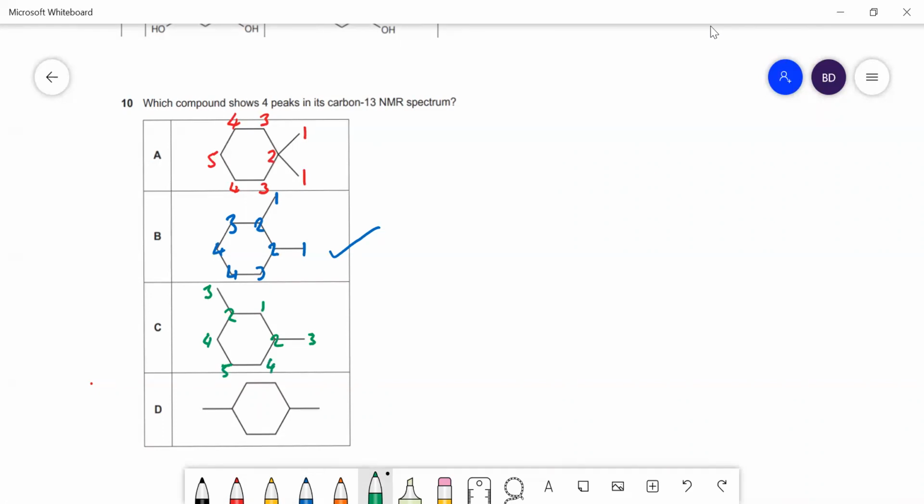And D is very symmetrical, so that one is the same as that one is the same as that, and these are all the same. That will only give you 3 peaks.